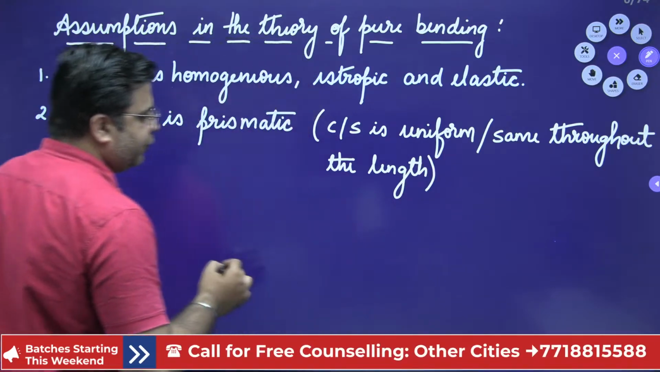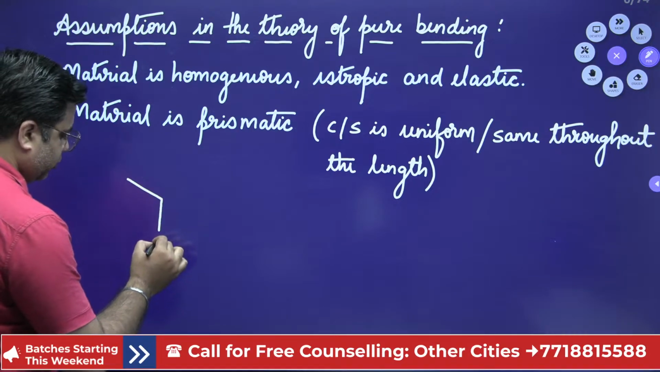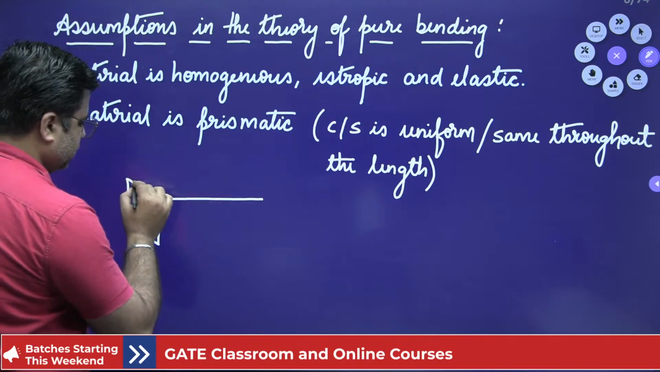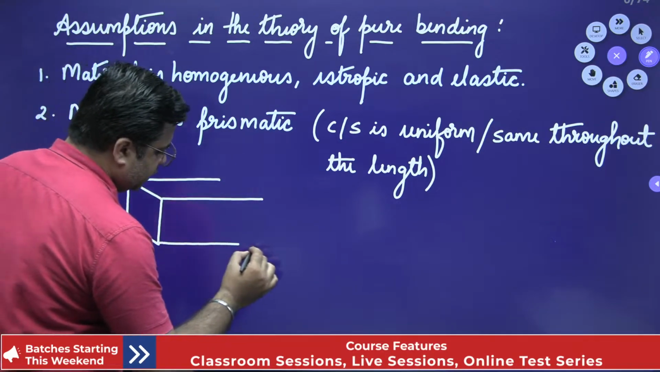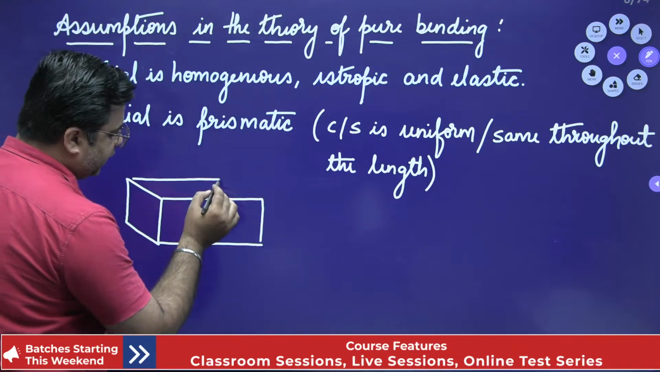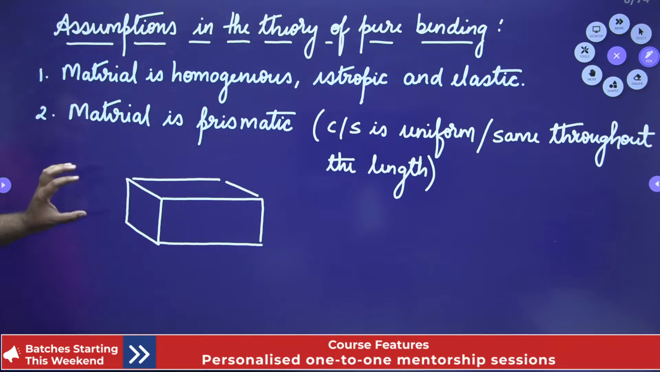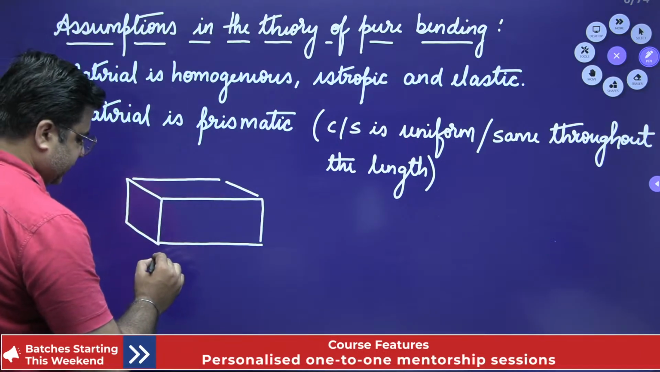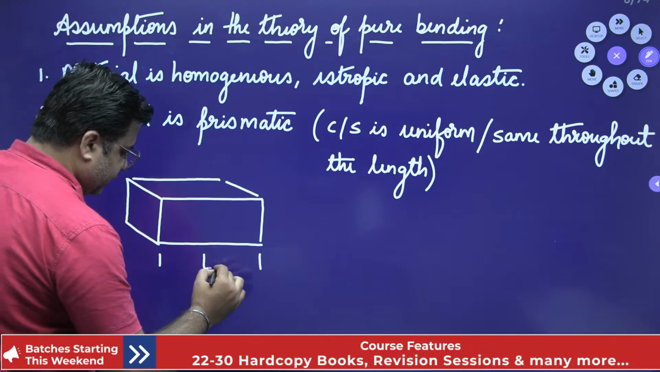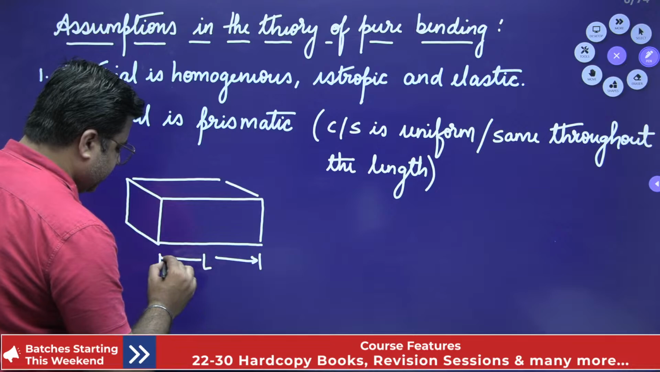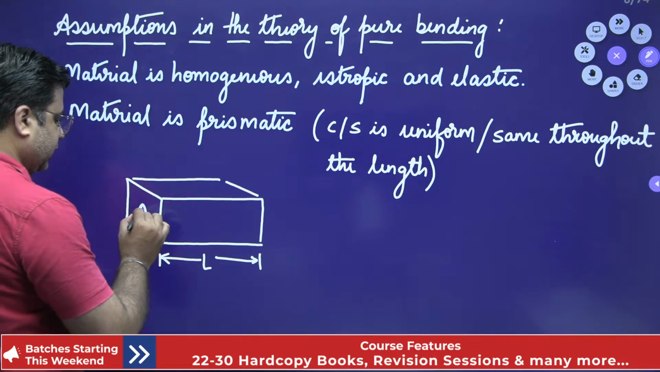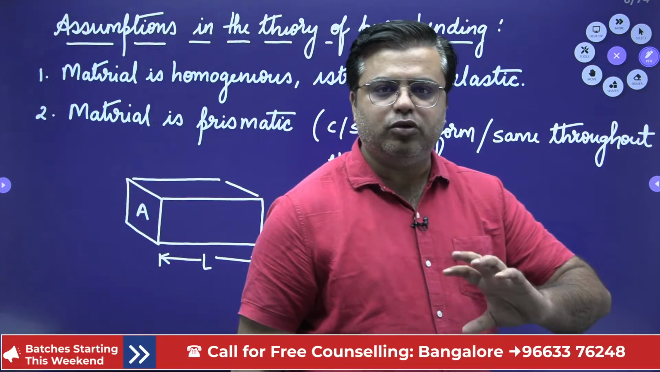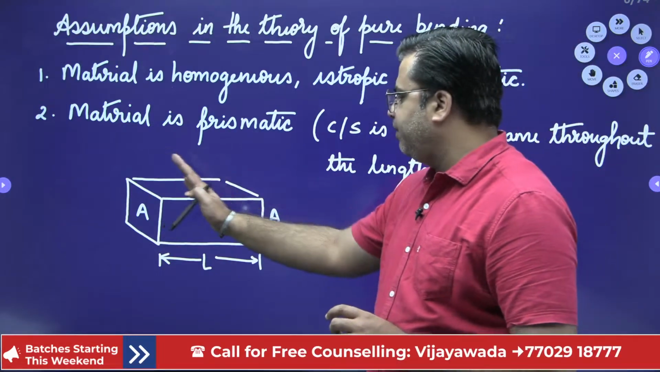So for example, if you draw a cube like this, this is one cube, right? For this cube, you can clearly observe that the cross section of the material is same along the entire length. So this is my prismatic section. This is the section of length L, and area of cross section is A at the starting and also A at the end of the bar. Okay. So when the cross sectional area is same throughout the length, that material is said to be prismatic material.